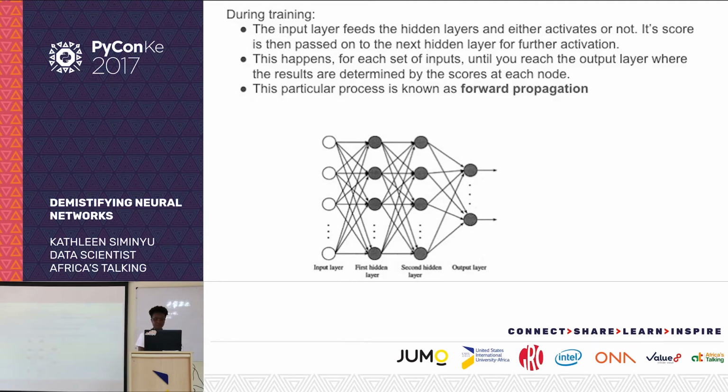So forward propagation is one of the ways that neural networks are trained. You just basically feed in data, and then an output is given. Then you compare the output with what the truth is, and the difference between the truth and what you predicted is your cost function. So that's how you'd learn.